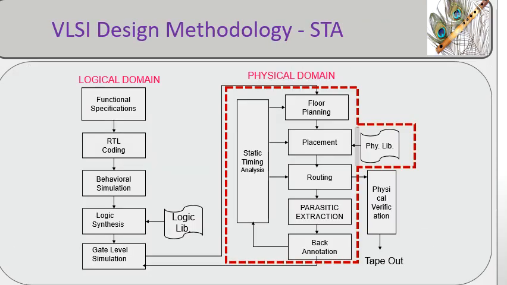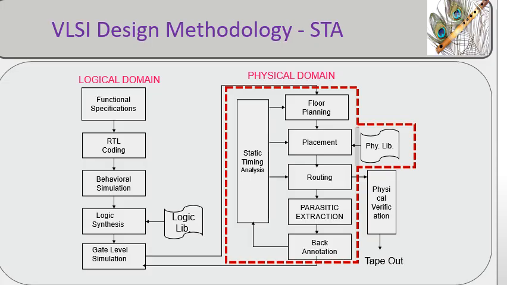As shown in the flow diagram, the static timing analysis begins at the gate level, using standard cell libraries to estimate delays before physical design. In physical design, static timing analysis evolves from ideal models to highly accurate delay estimation. During floor planning and placement, timing is evaluated using estimated wire loads and library-based cell delays. As routing progresses, interconnect resistance and capacitance begin to dominate overall path delay.